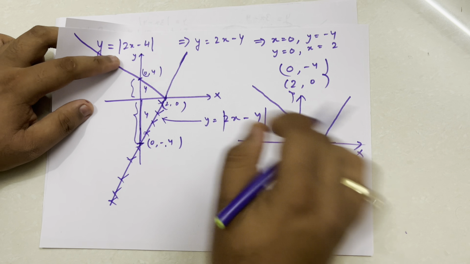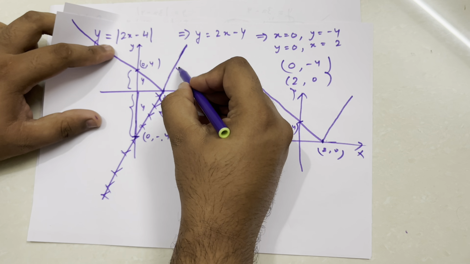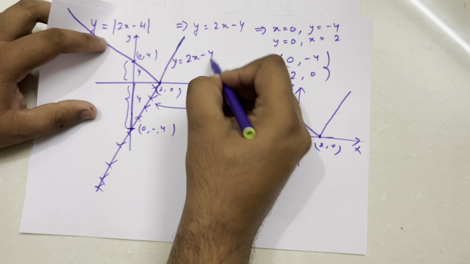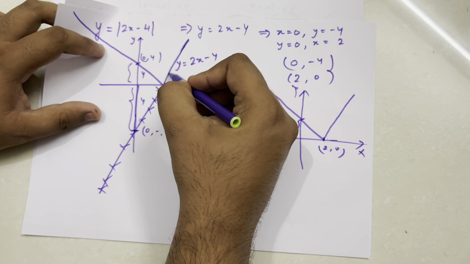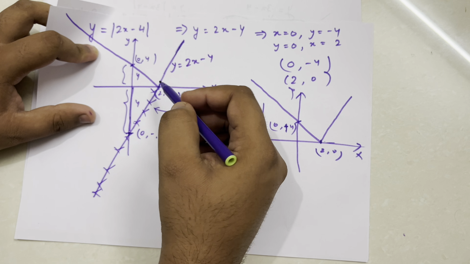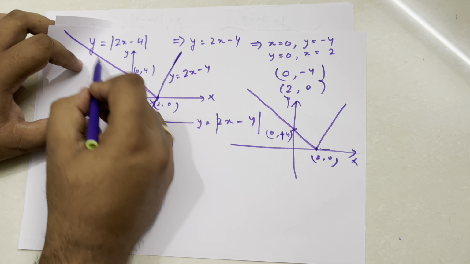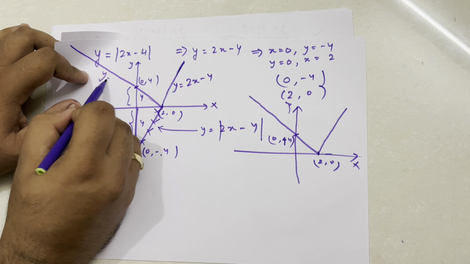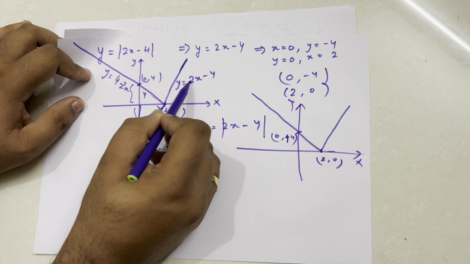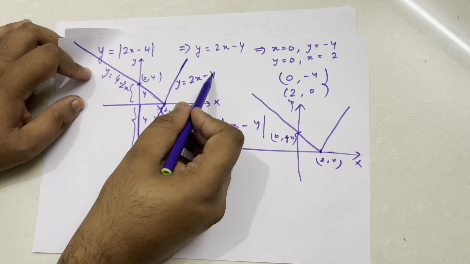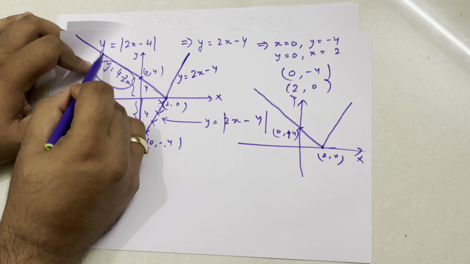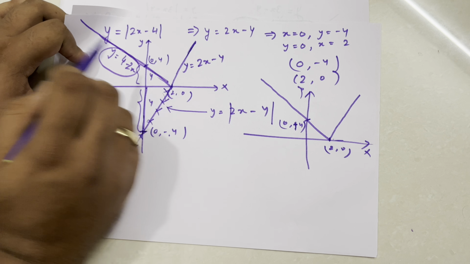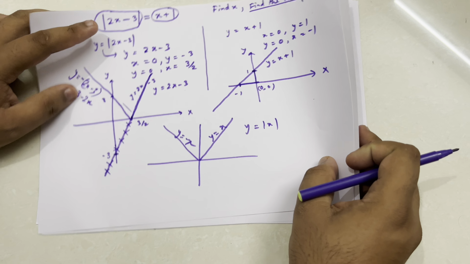Say for example, this was the line. So this was y is equal to 2x minus 4. This line was y is equal to 2x minus 4, entire line. Mod function comes, this part goes. So equation of this line is what? Y is equal to 4 minus 2x. Just a minus sign comes, so minus 2x, and this minus becomes plus. So y is equal to 4 minus 2x. So you understood this. I think this must be very clear to you all.